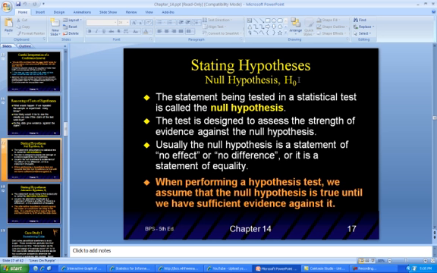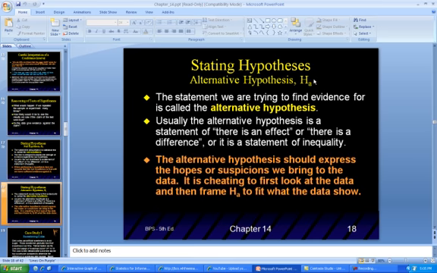But you know, as a statistician, I want to see if there is a difference, but I'm going to test that hypothesis. So I'm going to come up with an alternative hypothesis and say there is a difference. Okay, if my null hypothesis is false, then that means there was a difference, and that's what I really hope to find. The statement we're trying to find evidence for is called the alternative hypothesis, H subscript A. Usually the alternative hypothesis is a statement of there is an effect, or there is a difference, or it is a statement of inequality, because that's what you want to see.